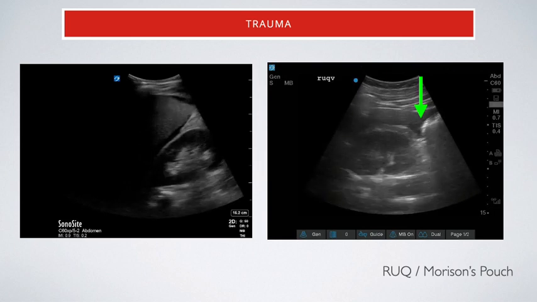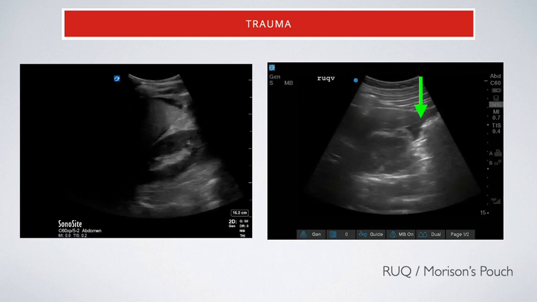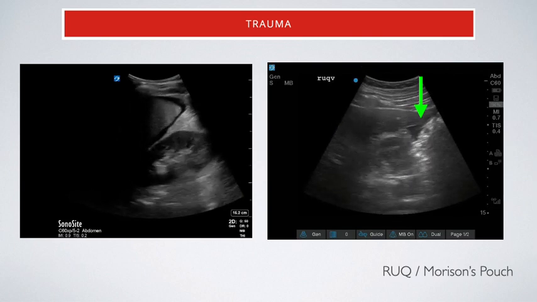Here are 2 examples of positive Morrison's pouch views. In the clip on the left, you can see a large amount of free fluid in Morrison's pouch. In the clip on the right, there is a more subtle finding of a small free fluid near the inferior pole of the kidney and the caudal tip of the liver.